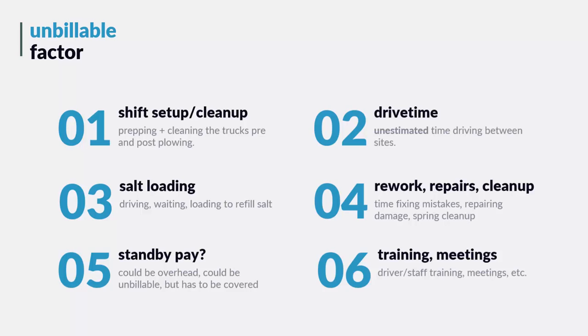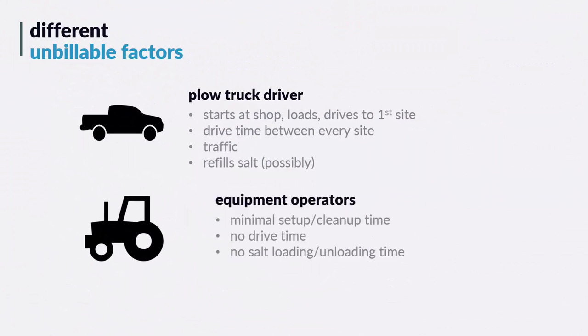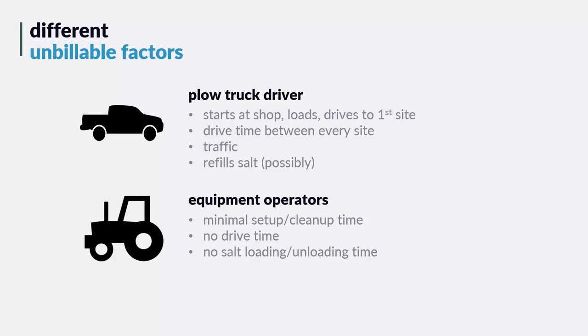Now, unbillable time is also going to change by role type. You've got roles like plow truck drivers. Plow truck drivers are going to start at the shop, and then they're going to clock in. They are going to get paid for inspecting the truck, loading the truck, and driving to the first site.